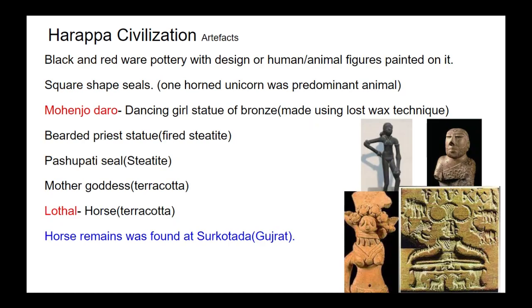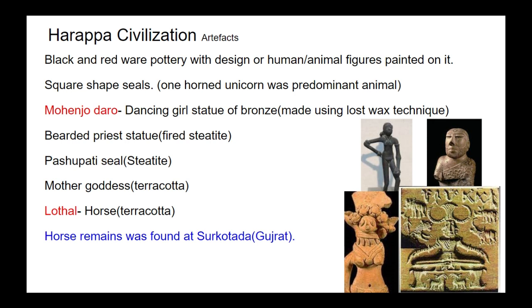Among the artifacts of the Harappan Valley civilization, we found black and red ware pottery with some designs or human and animal figures painted on it. The seals were of square shape, and there are many seals, but the one-horned unicorn was the predominant animal on the seals. Most of the seals depicted the one-horned unicorn.